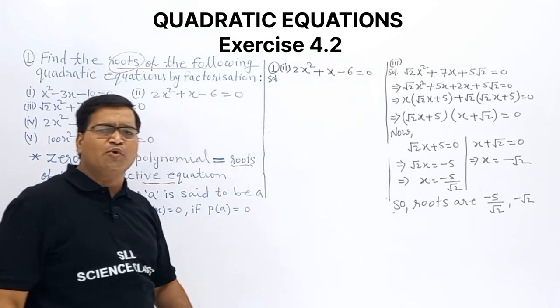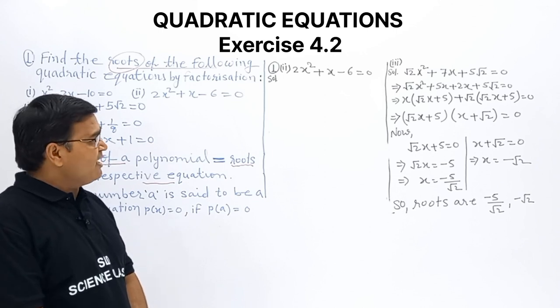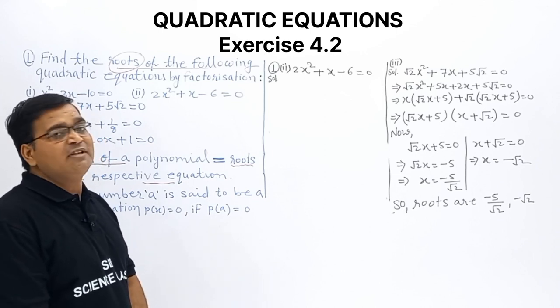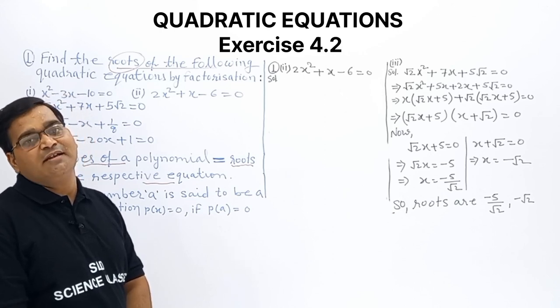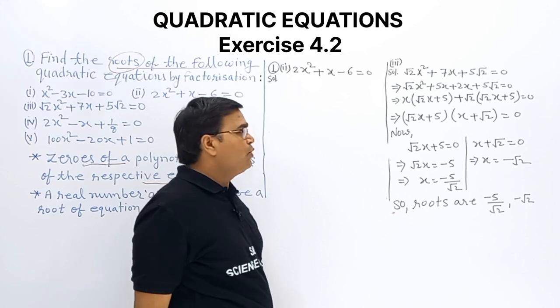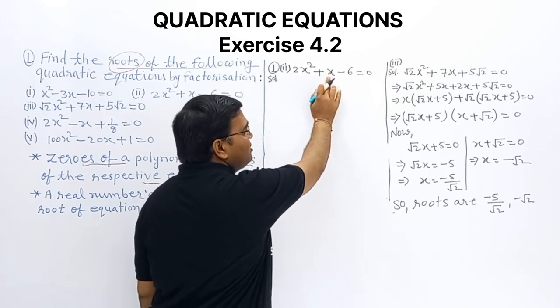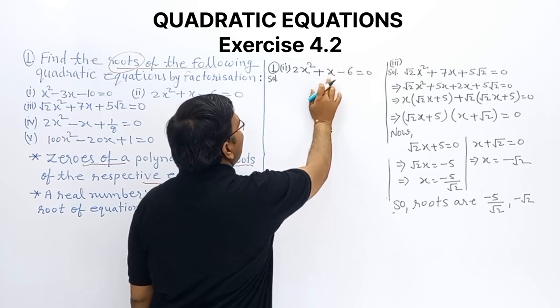Observe carefully. Same process we will follow. This is a quadratic polynomial and it is equal to 0, so we can say this is a quadratic equation. No doubt its degree is 2. Now we want to factorize this one, so we will split the middle term.